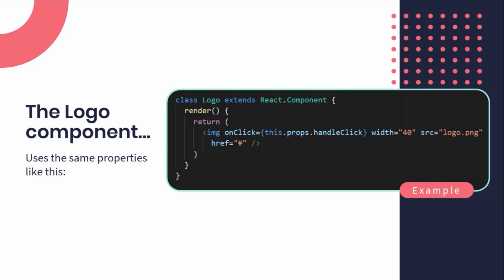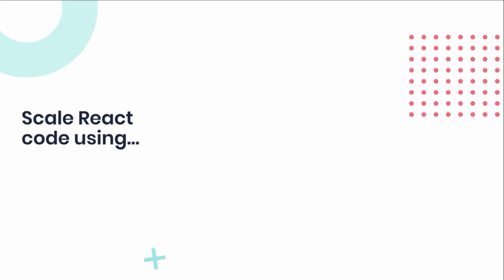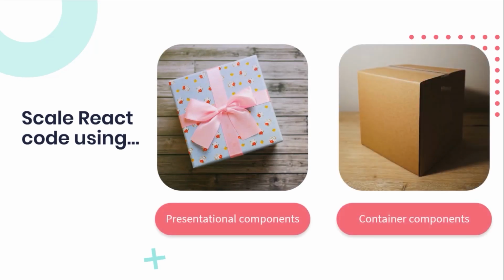So as you can see, all three components have different renderings, but they all get this.props.handleClick and this.props.label from load website. The parent component content renders the element like this. There is a distinction that lets us scale our code in terms of code and team size. It's referred to as presentational components versus container components, and we did touch on them in the previous lessons, but now, because we know about passing children and HOCs, it'll be a little easier to reason with container components. So generally speaking, splitting our code into two types makes it simpler and more maintainable.